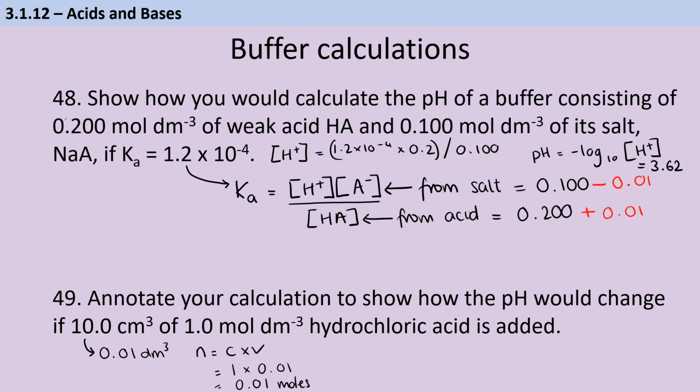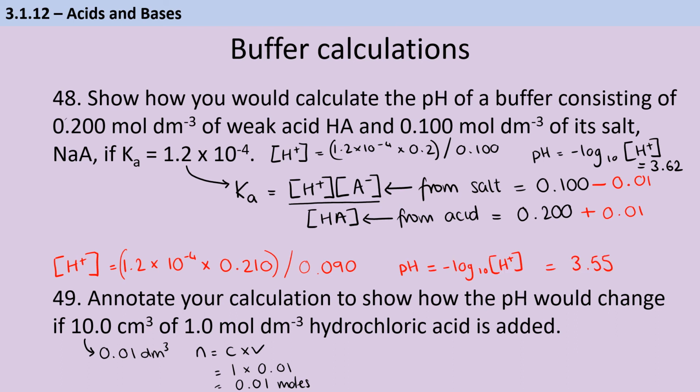So I can then adjust those numbers and put those into the same calculation that I was doing before, and that gives me a new pH of 3.55, and you can see that that's very close to the initial pH that I calculated, which is what I expect because it means that the buffer is doing its job.